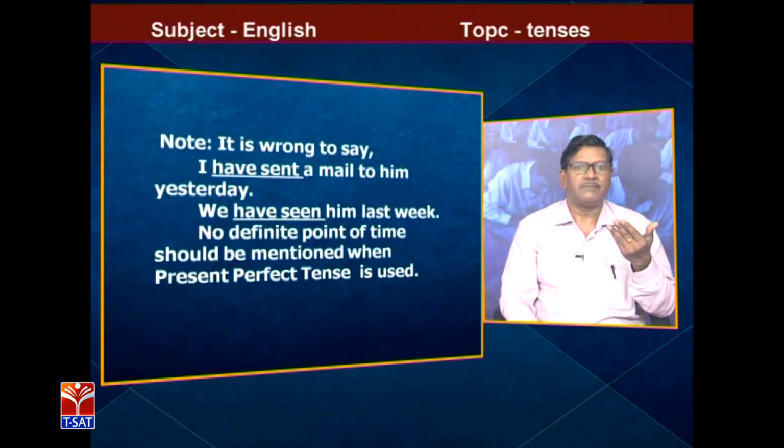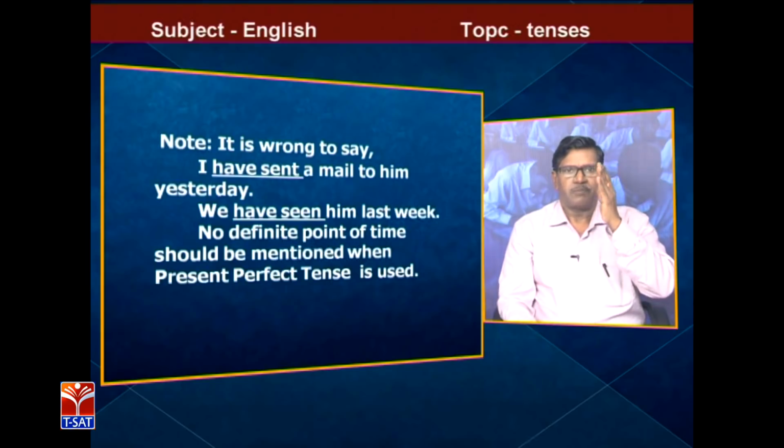Now, it is wrong to say, I have sent a mail to him yesterday. These are the general wrong expressions being used. I have sent a mail to him yesterday. We have seen him last week. No definite point of time should be mentioned when present perfect tense is used. Yesterday, last week.